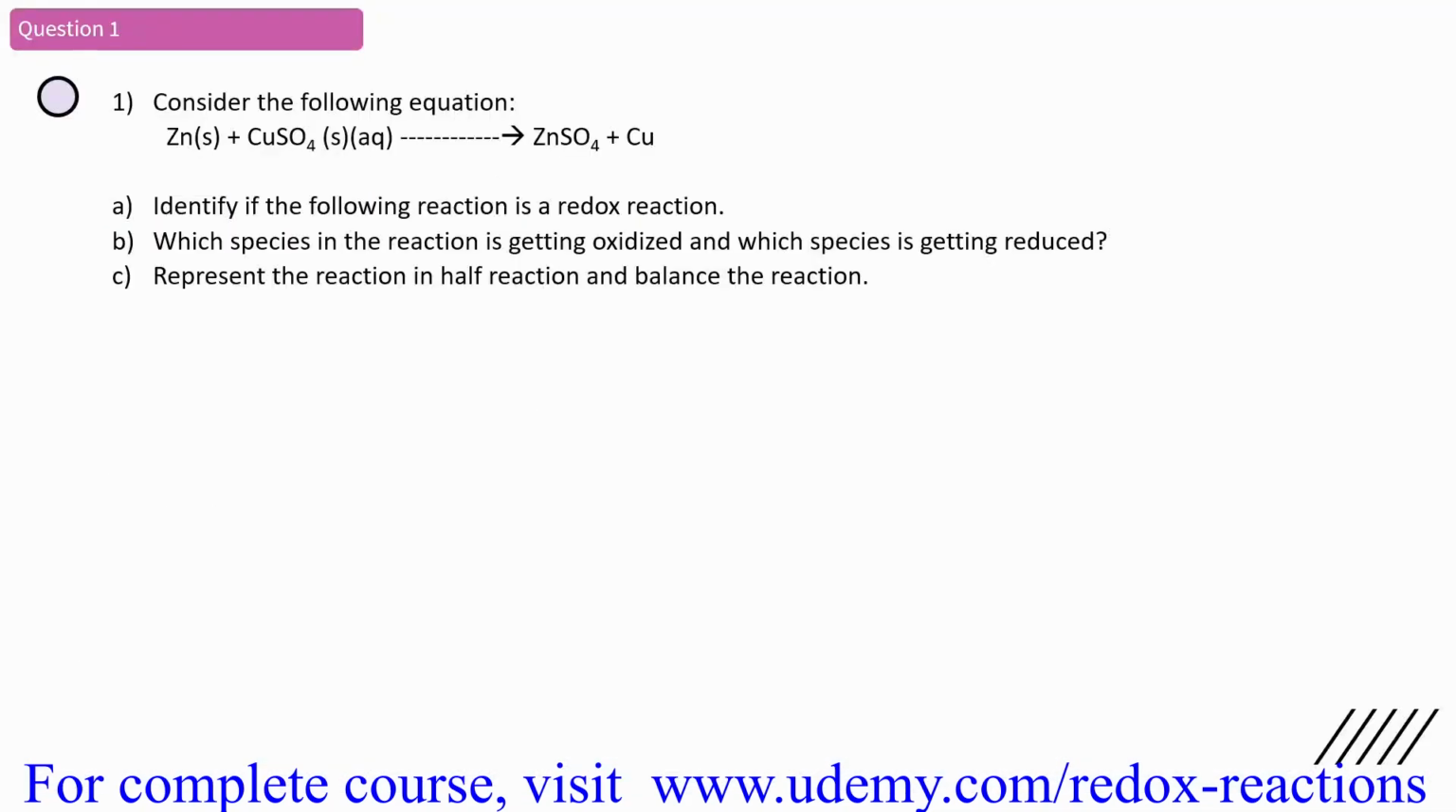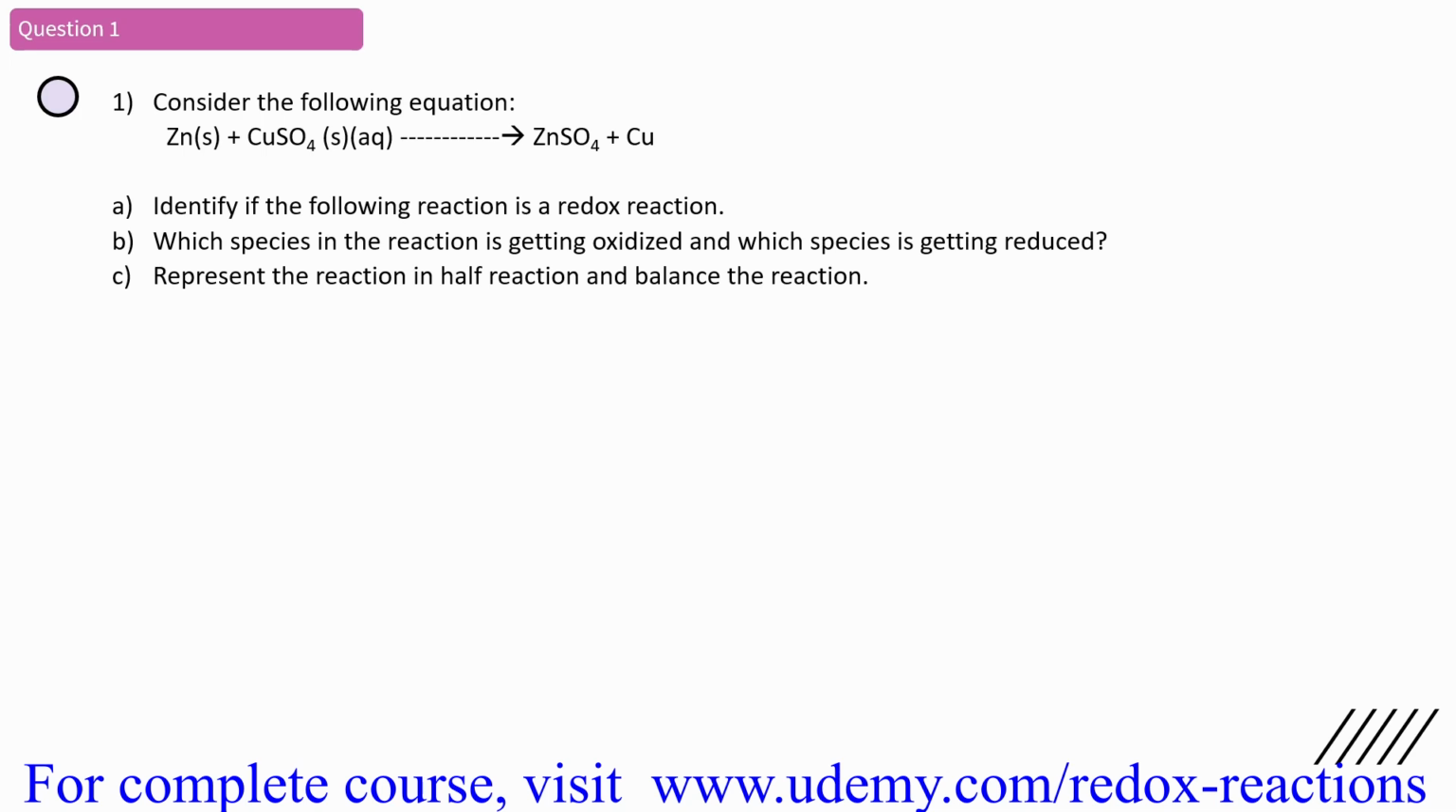The first question is a reaction where zinc reacts with copper sulfate to form zinc sulfate and copper. This question has three sub-questions. The first one is to find out if it is a redox reaction. If it is a redox reaction, which substance is getting oxidized and which one is getting reduced, and then representing the reaction in half reactions and balancing the reaction.